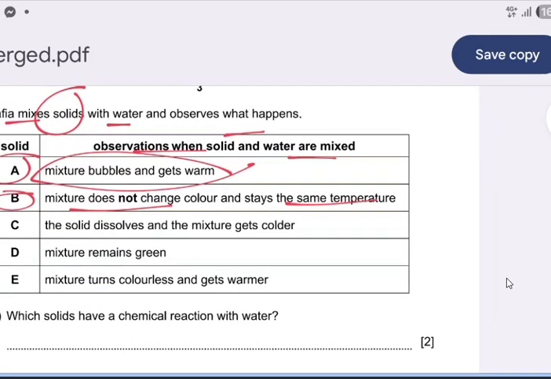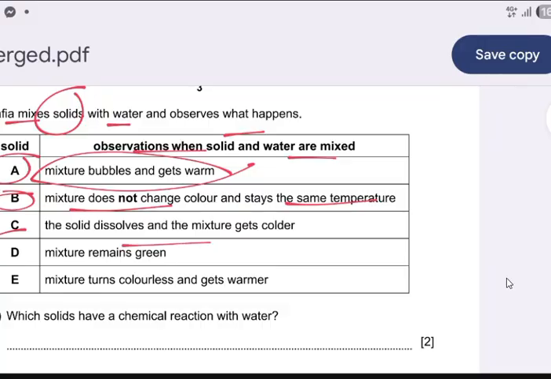Yes. What about letter C or the solid C? The salt dissolves and the mixture gets colder. So it dissolves and the mixture gets colder, it means something changed. What about letter D? The mixture remains green. It was green, the mixture remains green. What about letter E? The mixture turns colorless and gets warm. Okay, so colorless, it means there is a change in the color.